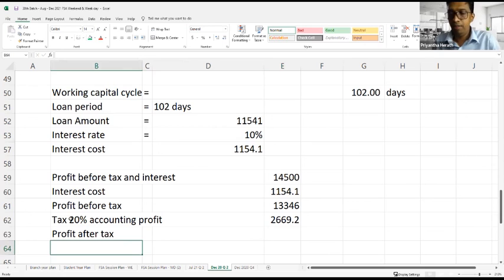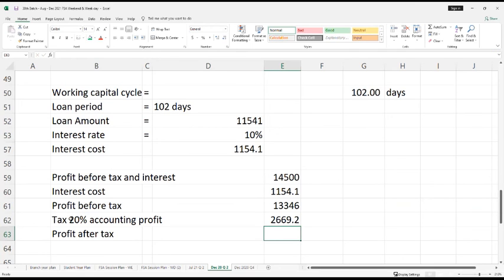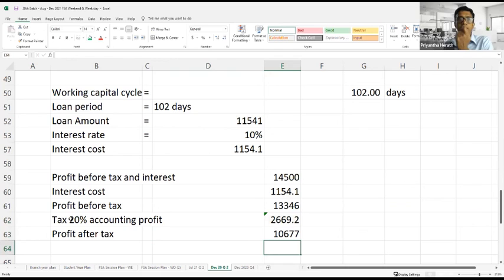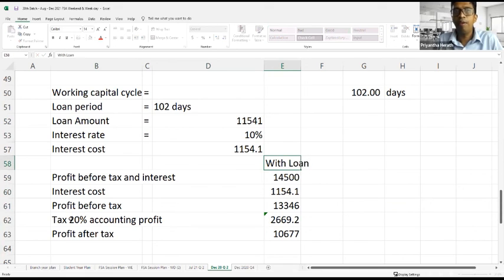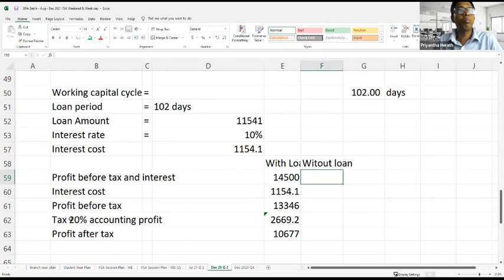Profit after tax, how much? This is 10,667. So this is with loan. And without loan, what's your profitability? The profit before tax and interest is the same number, 14,500. Interest cost is 0 if no loan. Therefore, before tax is this, the tax is this, and after tax is this. This is given in the question, right?